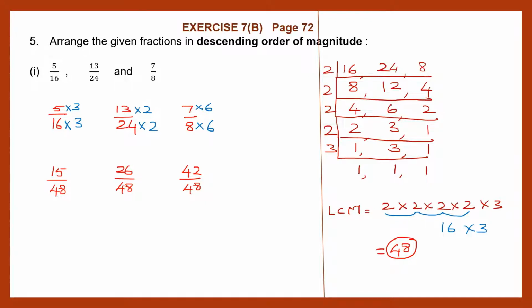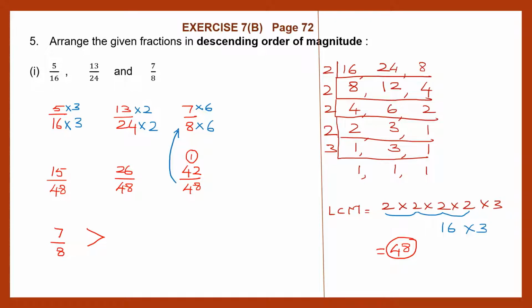Okay, so now we have got three fractions here, and as you can see, the denominators are all the same, so they are like fractions. Now we can look at the numerators and arrange these fractions in descending order. So the biggest numerator is 42. So we write 42 by 48 first. Okay, so that's the greatest fraction here, which is 7 by 8. So let's write down 7 by 8 is greater than.